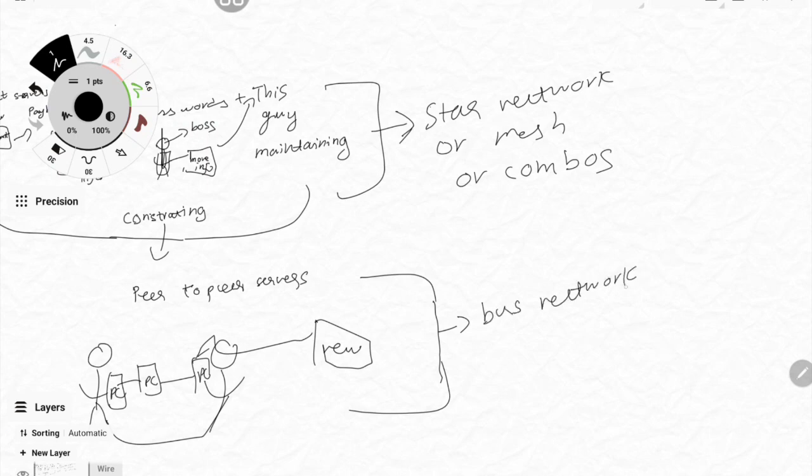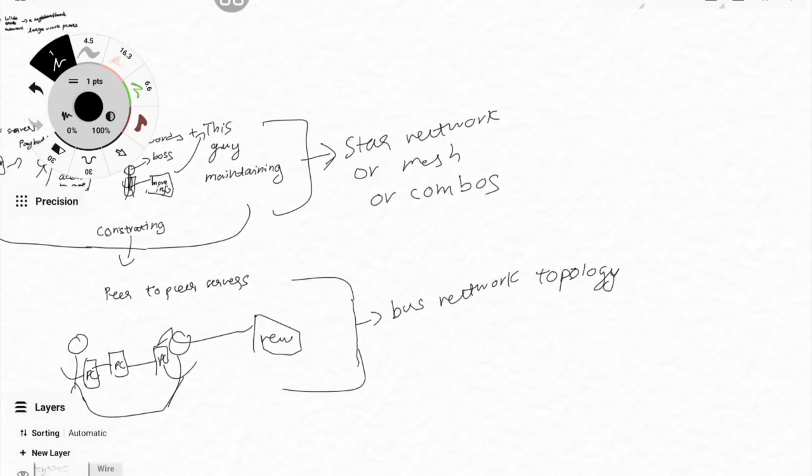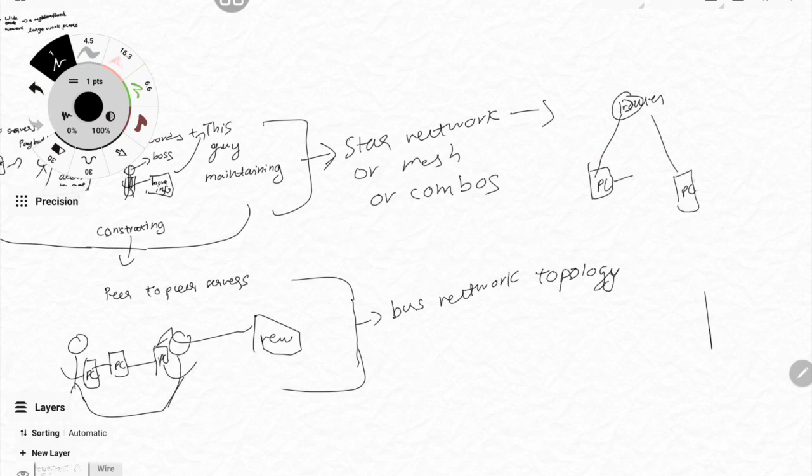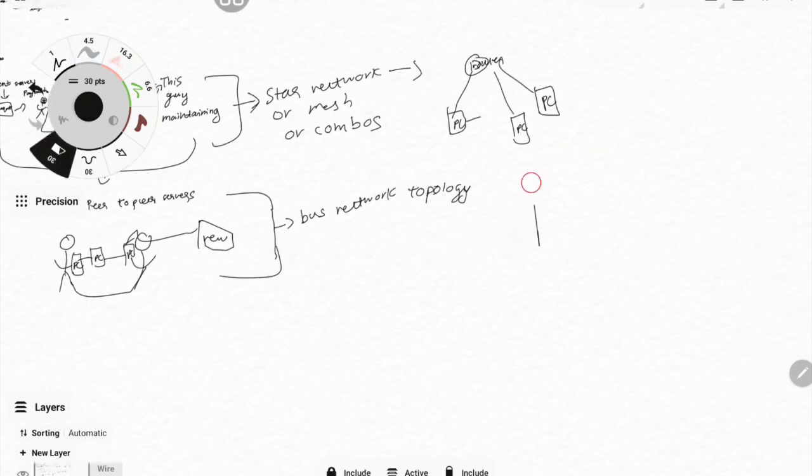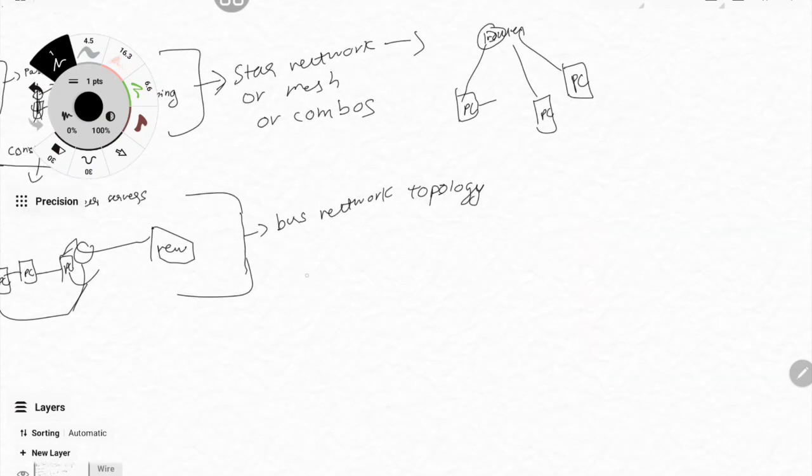Network topologies are basically a system that a private network or small-scale network follows. So we have star networks, mesh, or combos. Star is basically a router or management system where all the PCs are connected. Bus is basically one straight line where everything goes.